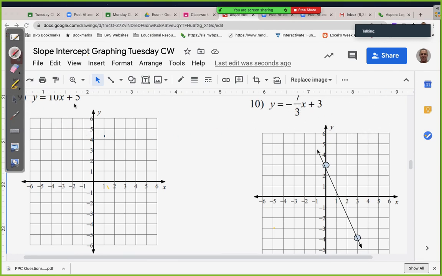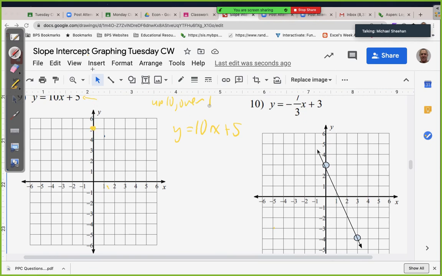All right. Now this one, I'm going to write the equation here. It's y equals 10x plus 5. All right, that's the equation here. So here's what I want to do. I want to put a dot at 5, and I want to go up 10 over 1. But you can see I run out of room.